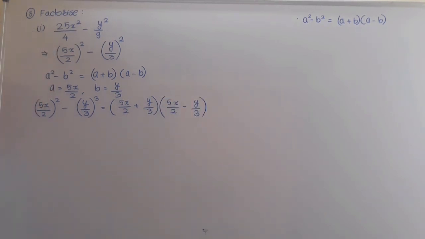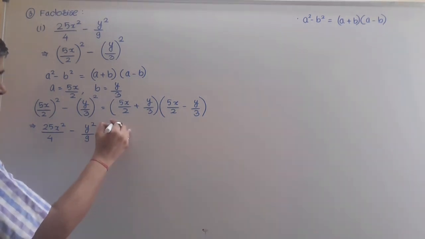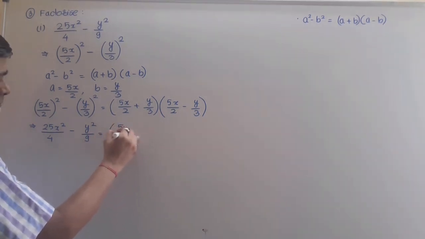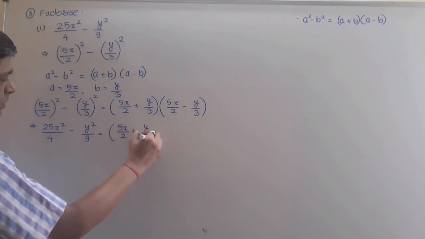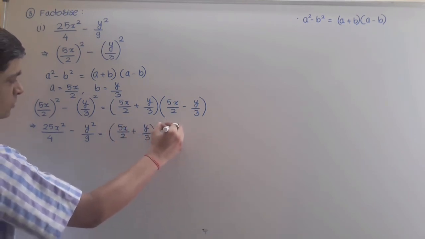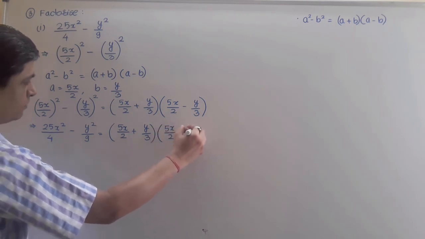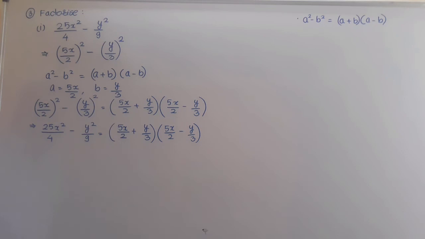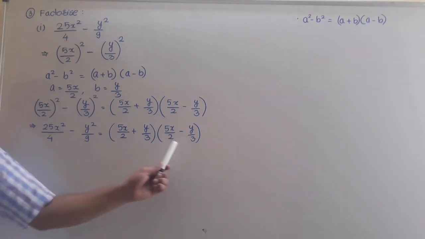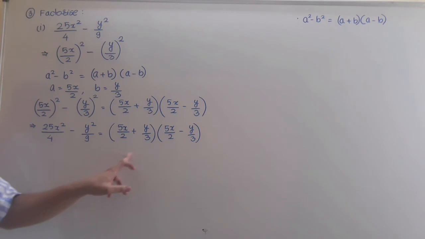Let us simplify further. So 5 square is 25, x square is x square, and upon 4. Same way, sorry, here I wrote cube, this is square, minus y square upon 9 is equal to, okay, and this can't be simplified further, so this I will write as it is: 5x upon 2 plus y upon 3, and then the second bracket 5x upon 2 minus y upon 3. Okay, so observe these two brackets are my factors. These two factors are not the same.